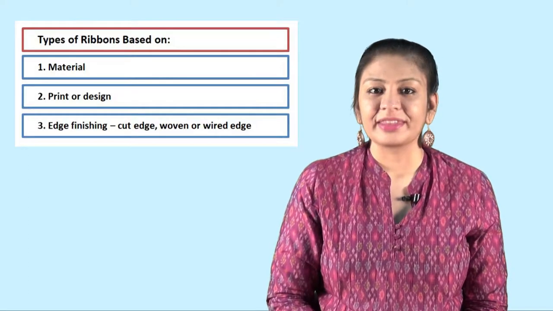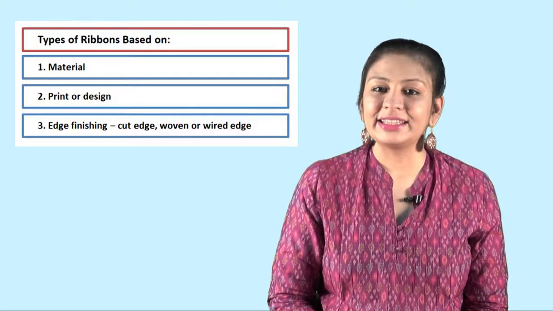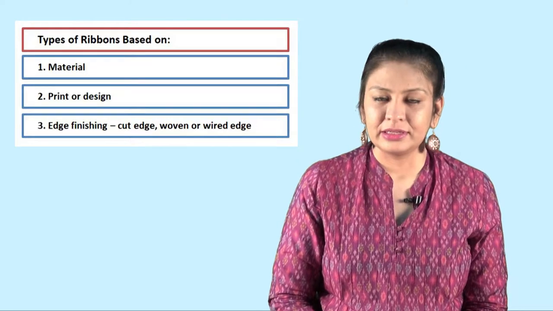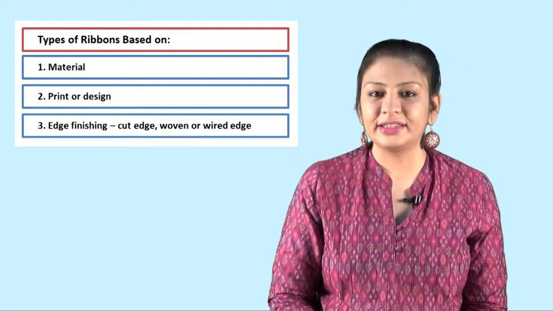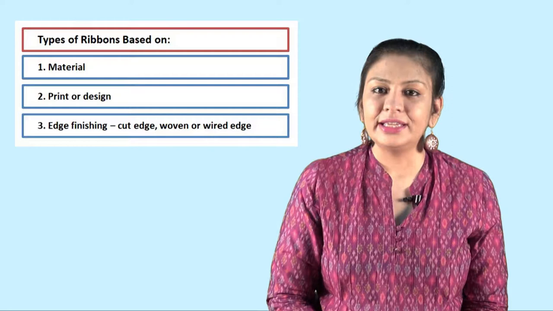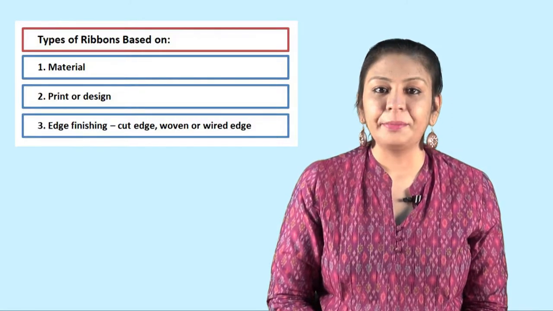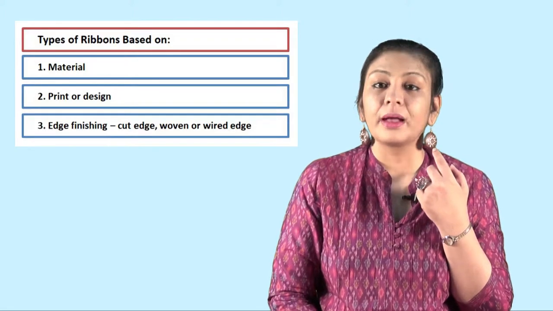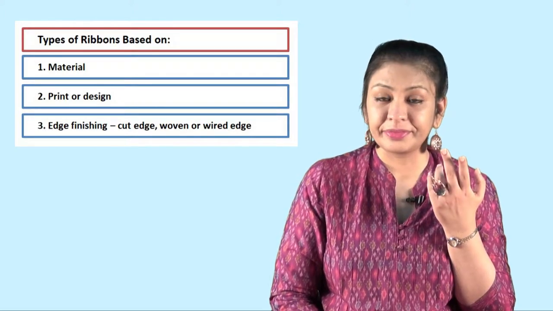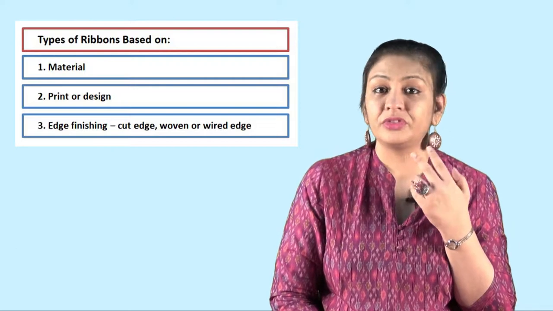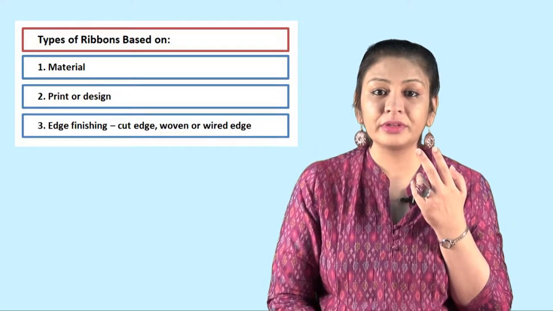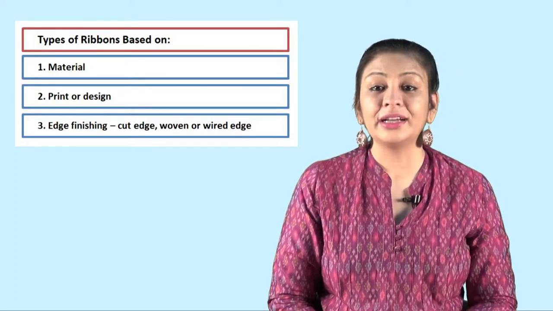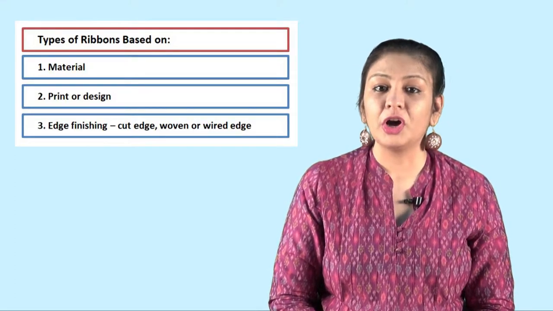Moving on, let us look at the categorization of ribbons, laces, and tapes. How can they be categorized? These ribbons and tapes can be categorized based on material, based on print or design. That is, it could be a striped ribbon or a polka dotted ribbon. It could be based on the edge finishing. It could be a cut edge, a woven edge, or a wired edge.